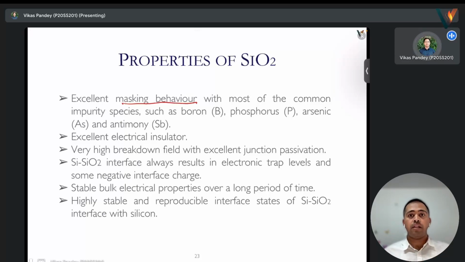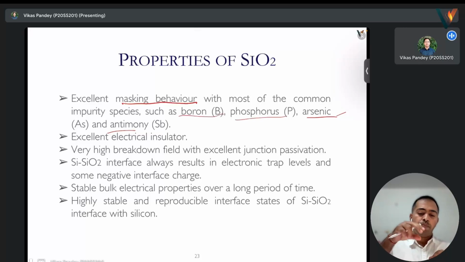Then we have seen that there are p-type and n-type semiconductors, and how they are made. They are made by doping with boron, phosphorus, arsenic, or antimony. So SiO2 can even act as a mask for these common impurity species. If you want to dope just a specific area, you will cover the other area with SiO2. So it is a very good mask.